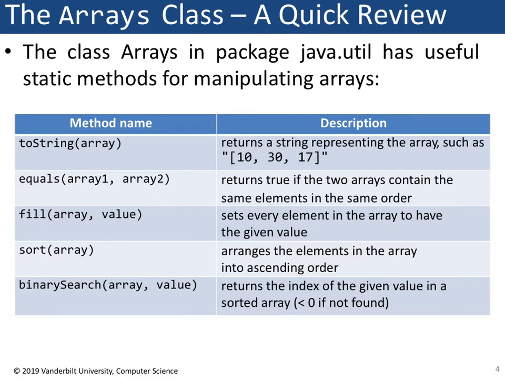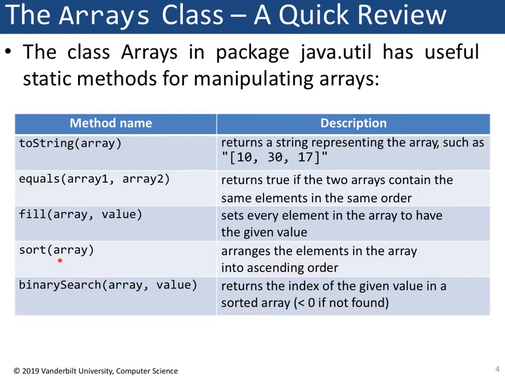So just a quick reminder on some of the useful methods you'll find in the Arrays class built into the Java util package. toString is a way to convert the contents of an array to a string for easy printing. Equals checks to see if two arrays contain the same elements in the same order. Fill populates every element of an array with whatever value is passed.